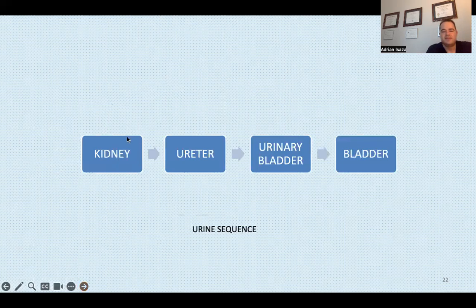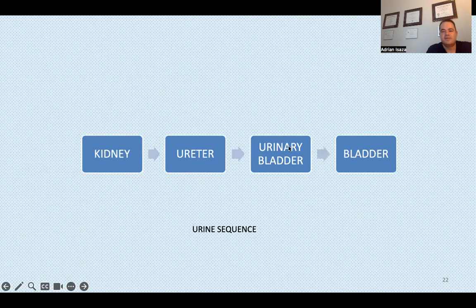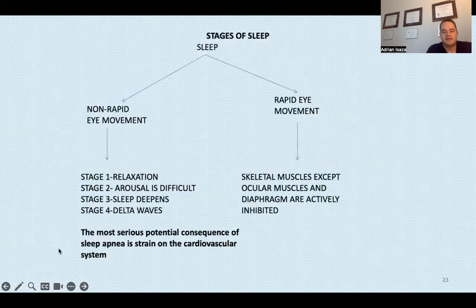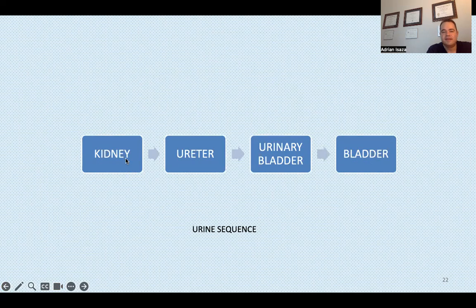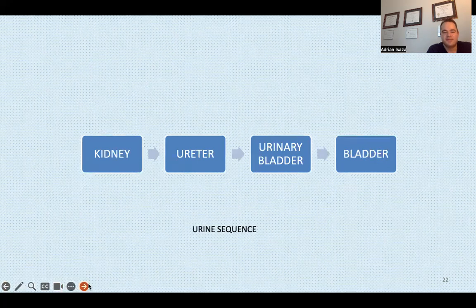Urine sequence: kidneys, goes to the ureter, goes to the bladder, and then goes to the urethra. Oops, I made a mistake, guys. Here, this should be urethra. Kidney, ureter, bladder, and urethra. Make that correction, guys. This should be the urethra.